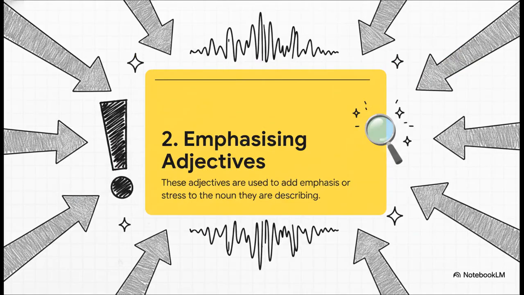Our second special type is the emphasizing adjective. As the name itself suggests, the job of these adjectives is to add emphasis or stress to the noun they are describing. They make a statement stronger and more powerful.